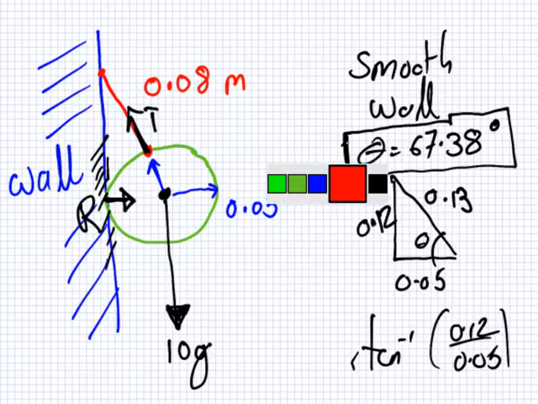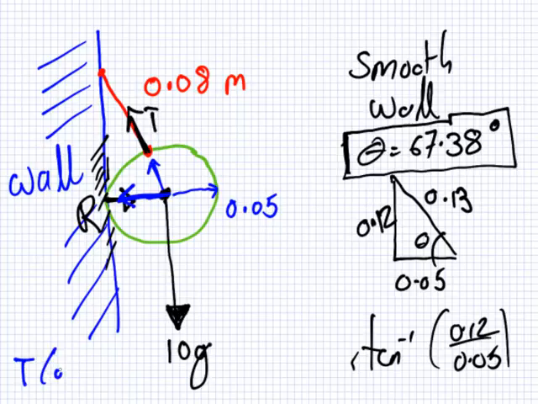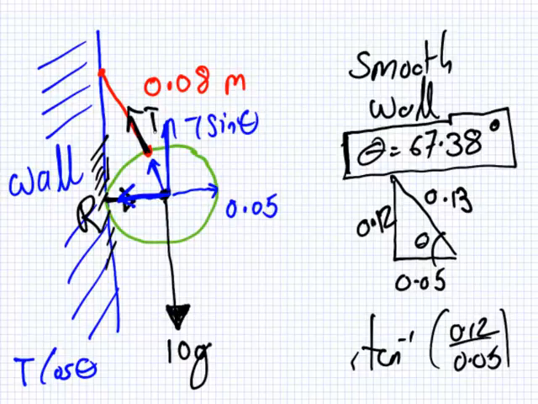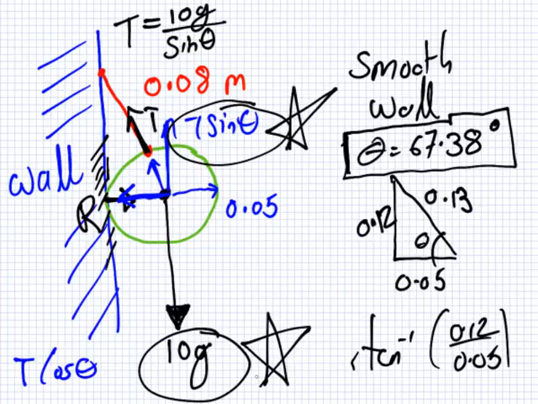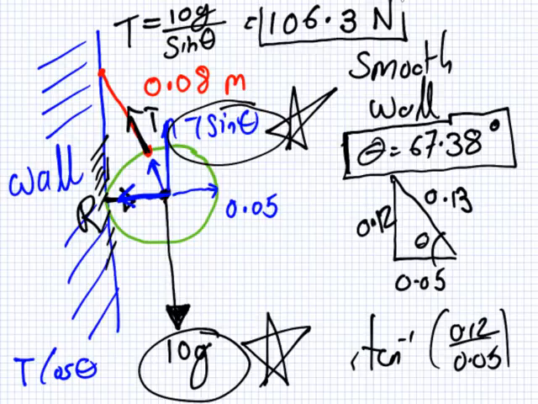Now, let me resolve the two forces here. So this one will be T cos theta, and how much will this one be? T sine theta. Now, what do I want to know? I want to know the tension. So I know that T sine theta should equal 10G. So I know that T will equal 10G over sine theta, because this force should equal this force. They should be equal. So I get T is 106.3 newtons. That's my answer.